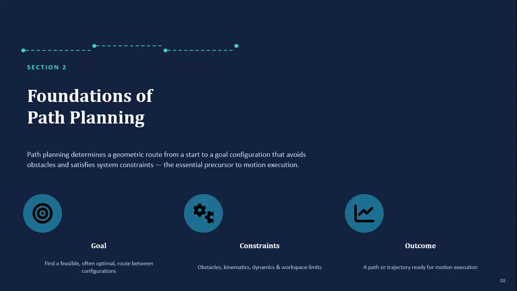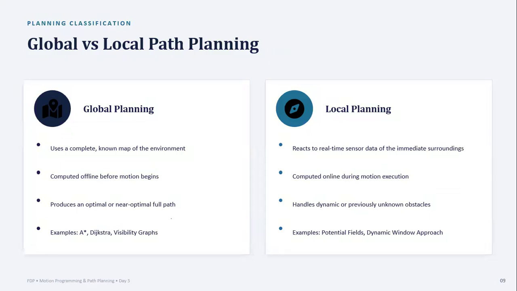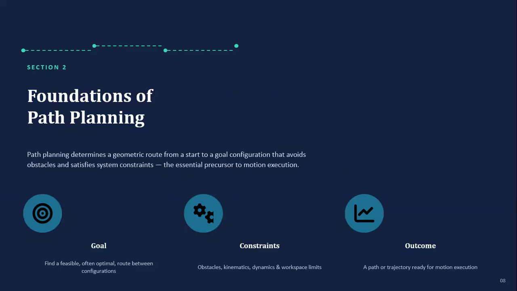Now let us discuss the foundations of path planning. Once robot motion is defined, the robot must determine how to reach the destination safely. This is called path planning. The path planning algorithm identifies the most feasible route from the starting point to the target while avoiding obstacles and satisfying the robot constraints. It forms the foundation of autonomous robot navigation.